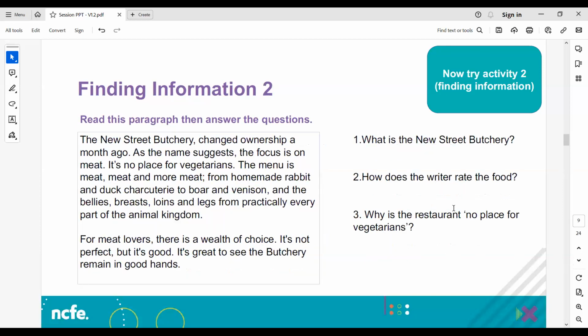So again, we've got another text here that I want you to read, and then we will look at the questions together. If you finish reading before I ask us to share together, then have a look at the questions and see if you can find the answers in the text.